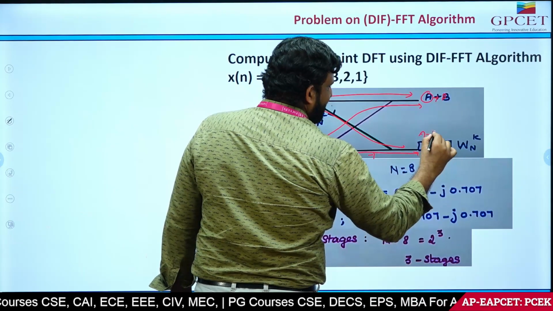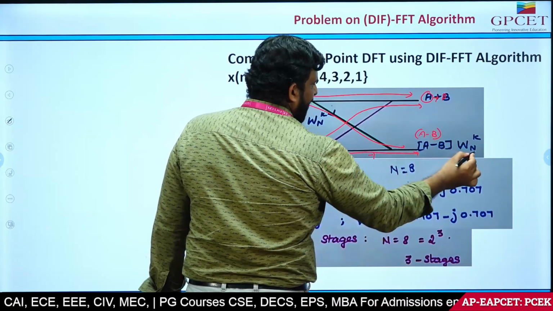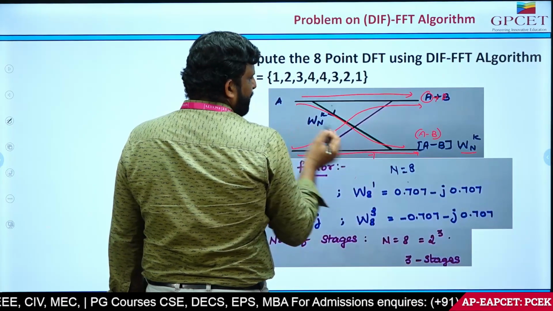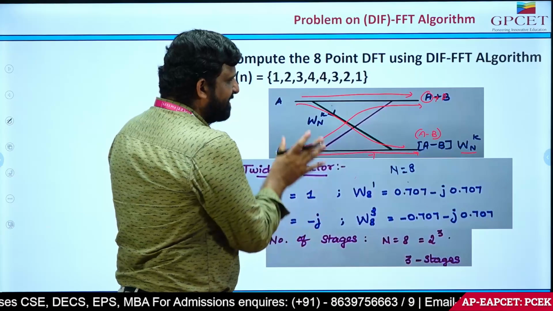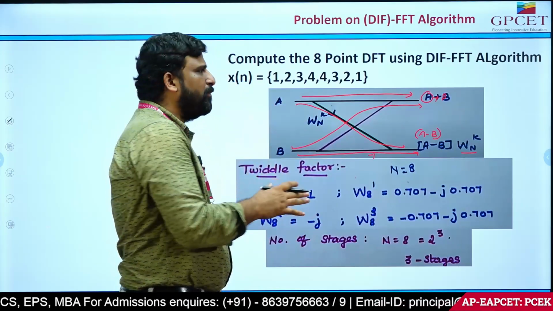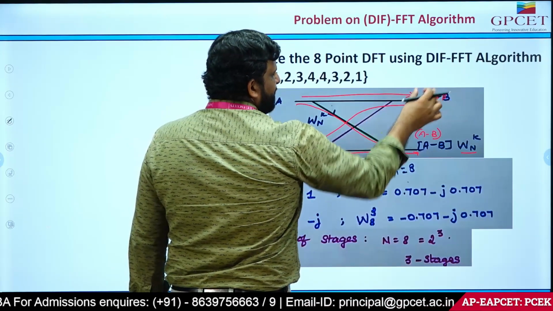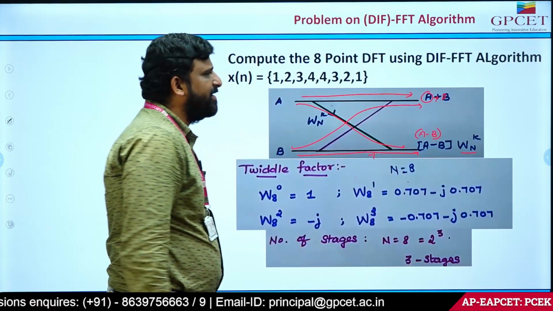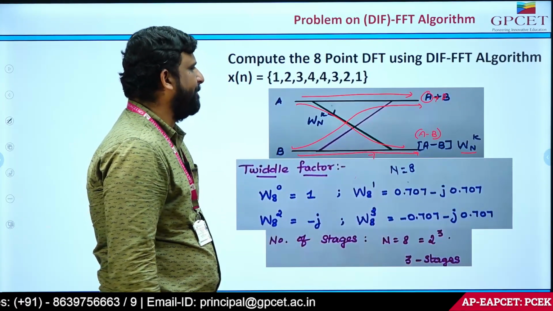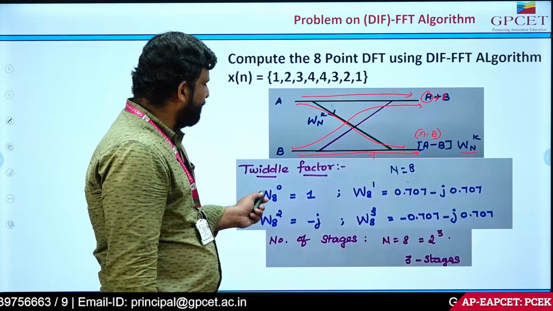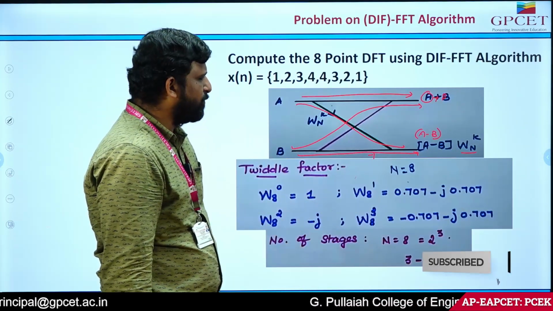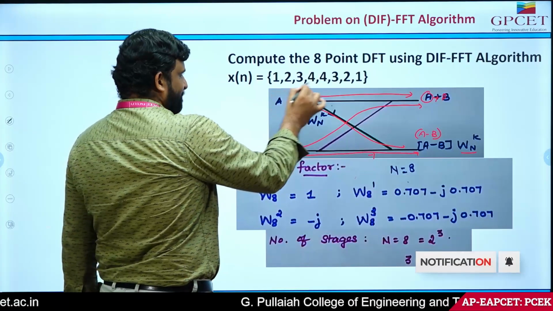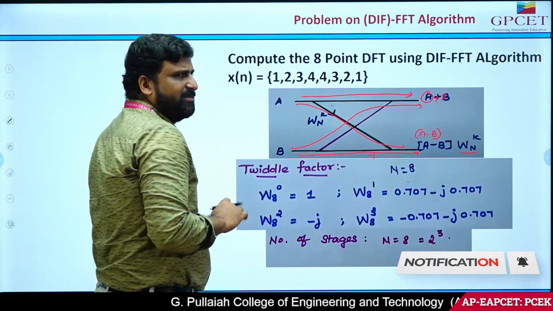So A minus B, and don't forget we have one twiddle factor which is the product of that particular term, that is A minus B into Wn to the power of K. So this is the basic for each and every block diagram butterfly. These two equations, mathematical calculations will happen, and you need to keep these particular values in mind, where this value will be fixed for each and every problem. Only the difference is that the sequences will be given different.